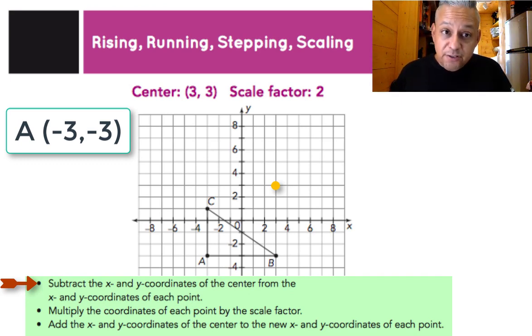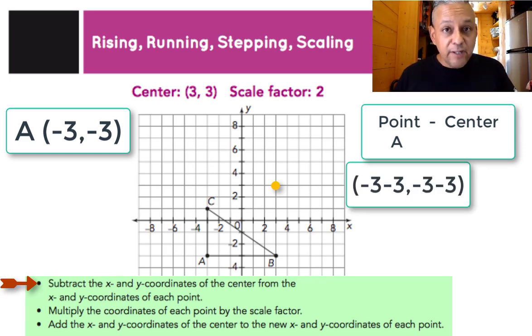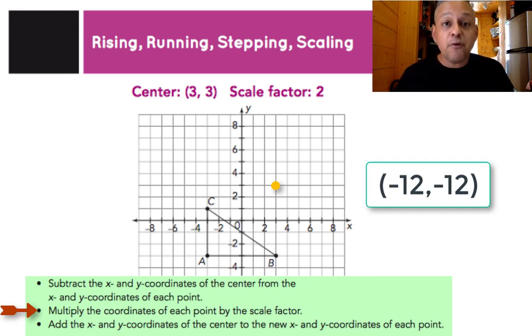So the first thing we're going to do is subtract the x and y coordinate of the center from the x and y coordinate of each point. So basically, the point minus the center. So the x coordinate will be -3 minus 3, and the y coordinate will be -3 minus 3 as well. So what is -3 minus 3? That's -6 for both of them. Now we'll take those coordinates and multiply by the scale factor. And our scale factor for this problem is 2. So what's -6 times 2? That's -12 for both of these again.